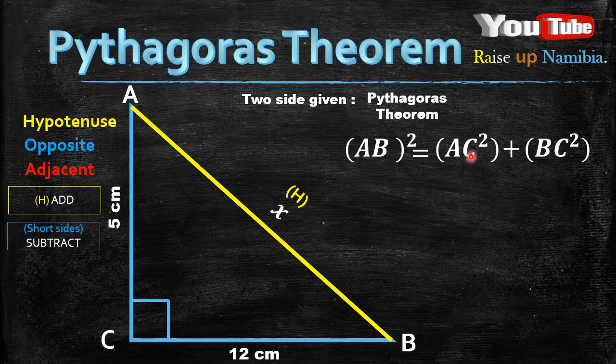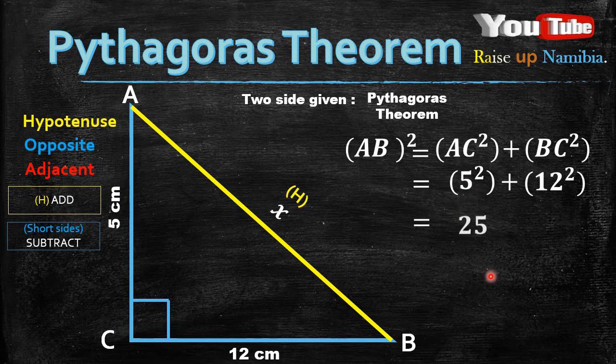Now we know our AC is 5 centimeter, so we square that 5 and then we add. What is our BC squared? Our BC is 12, so we square the 12 as well. Now we know that 5 squared is 25, while 12 squared is 144. So what is 25 plus 144? It will give us 169.